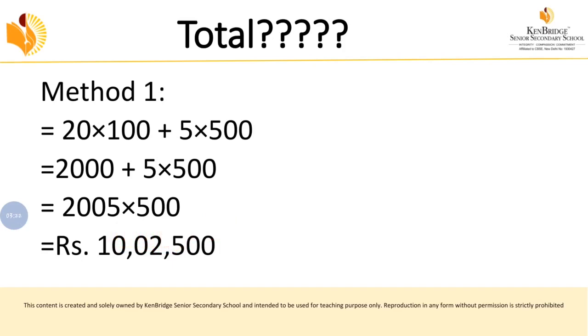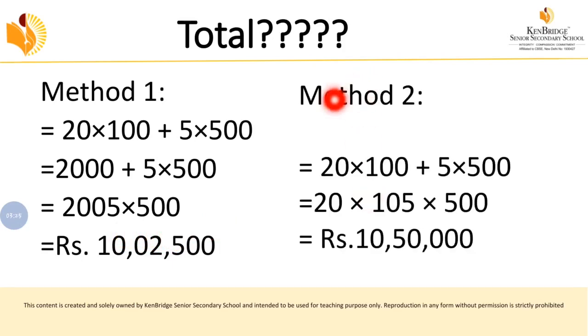Now we will see the next method. In method 2, the same 20 into 100 plus 5 into 500. Here I have not changed the 20 value, simply I have written the same. Now this 100 plus 5 I have calculated first. So 100 plus 5 will be 105 into 500. Now if you multiply this fully, 20 into 105 into 500, you will get 10,50,000. So here I have got a different answer.